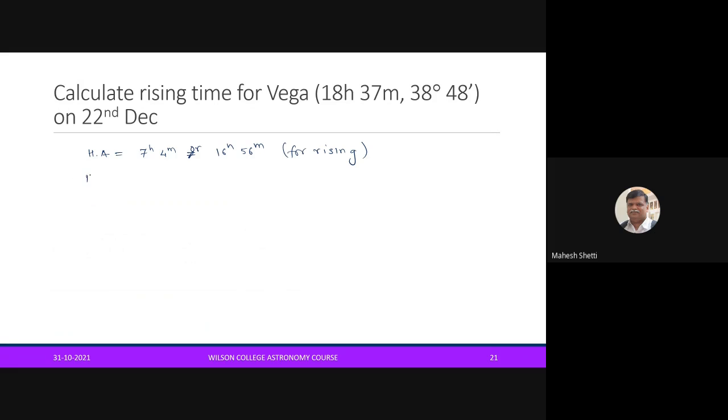The right ascension value is 18 hours 37 minutes, and therefore hour angle plus right ascension gives me sidereal time. Sidereal time is 18 hours 37 minutes plus 16 hours 56 minutes. This we calculated as 35 hours 33 minutes, which I can write as 11 hours 33 minutes.